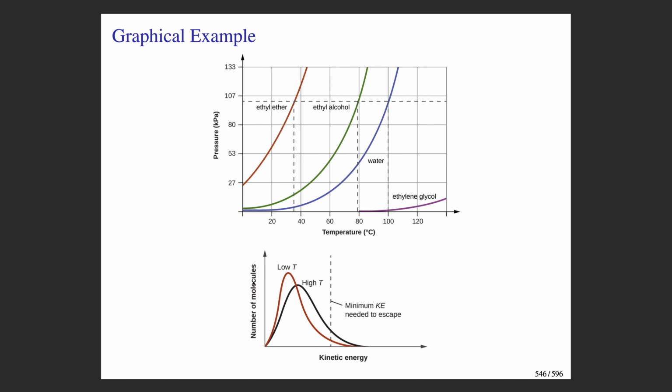The panel down below illustrates this idea in terms of the kinetic energy of molecules. At a low temperature, we have this distribution where very few molecules have sufficient kinetic energy to escape the liquid phase. But as you increase the temperature of the liquid, that changes the distribution, and a higher fraction of molecules have enough kinetic energy to enter the vapor phase. Therefore, you're going to have a higher vapor pressure.